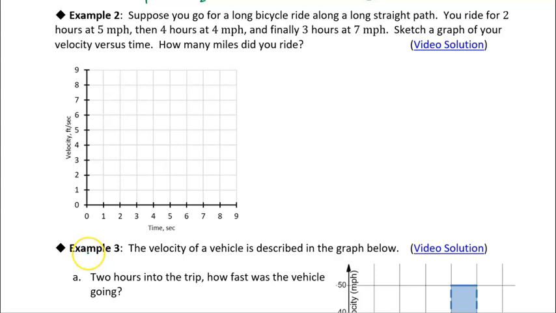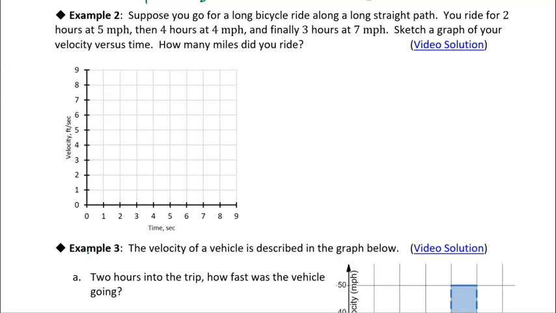In this example, you go for a long bicycle ride and you're going along a long straight path. You ride for 2 hours at 5 miles per hour, and then 4 hours at 4 miles per hour, and 3 hours at 7 miles per hour. All right, so our first task is to sketch a graph of the velocity versus time, and then figure out how many miles we rode.